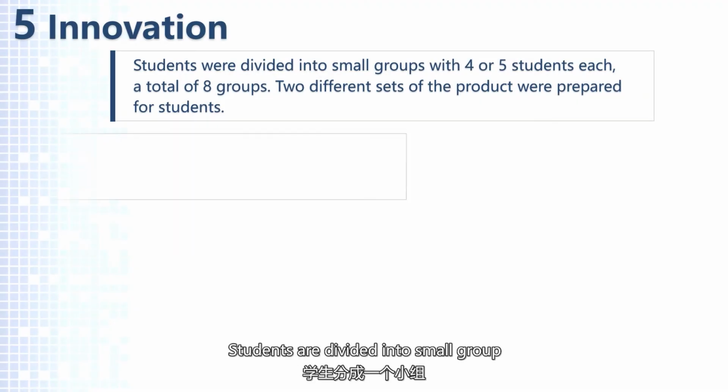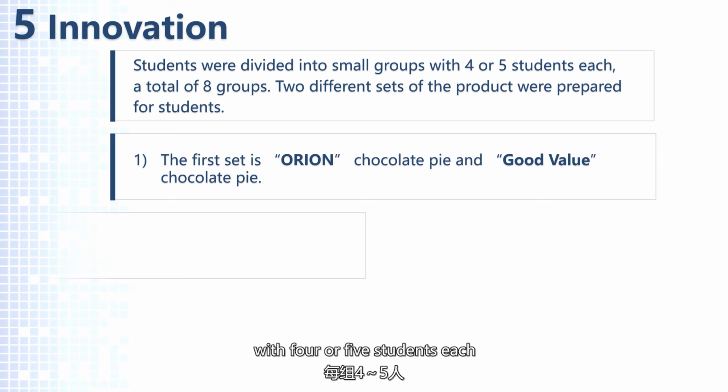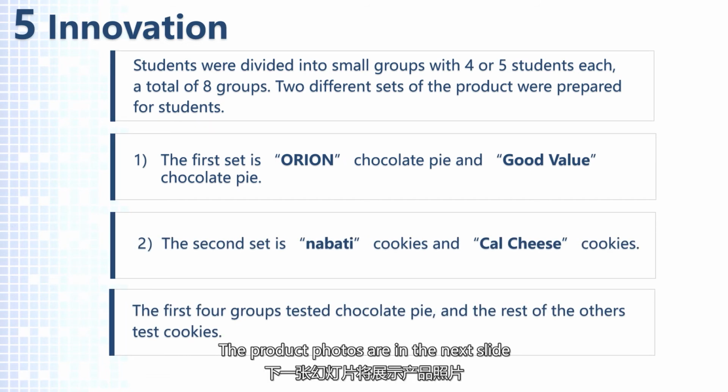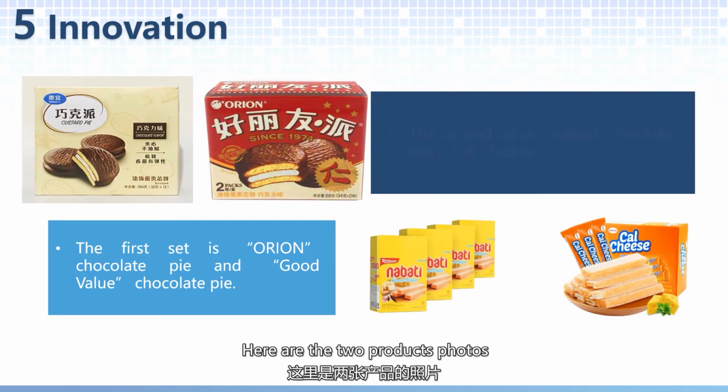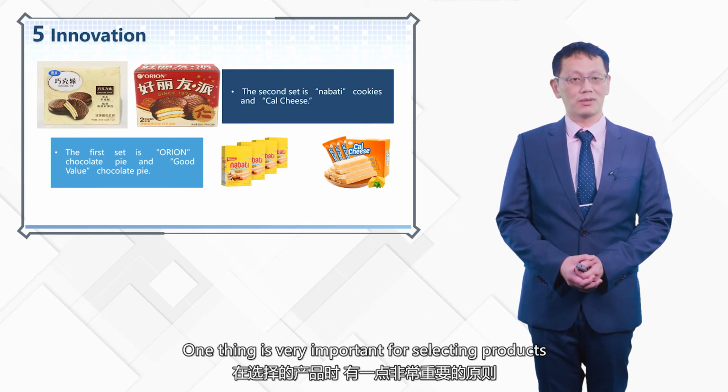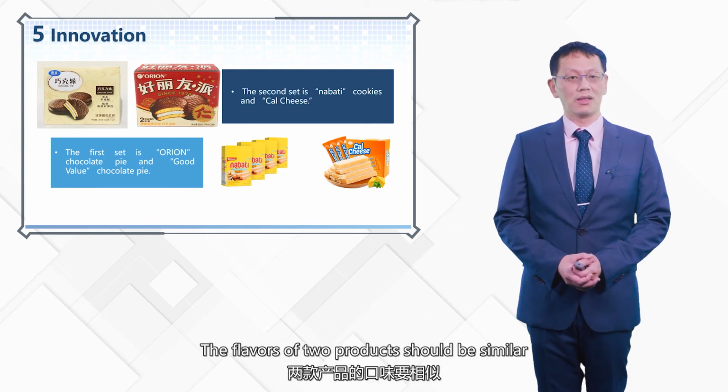Students are divided into small groups with 4 or 5 students each. We have 2 sets of testing products. The product photos are in the next slide. Here are the 2 product photos. One thing is very important for selecting products: for each set, the flavors of the 2 products should be similar.